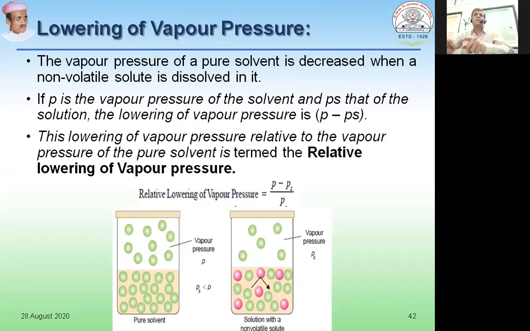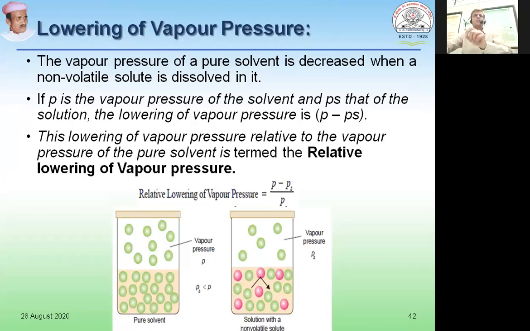And relative lowering of vapor pressure is given by (P minus Ps) upon P, because P is the vapor pressure of the pure solvent, and from that we subtract the vapor pressure of the solution. You will always find that the vapor pressure of the solution is lesser than the vapor pressure of the pure solvent. And when you compare how much lowering there is with respect to the vapor pressure of the pure solvent, it is known as relative lowering of vapor pressure, and it is stated by Raoult that this relative lowering will be equal to the mole fraction of the solute which is added.